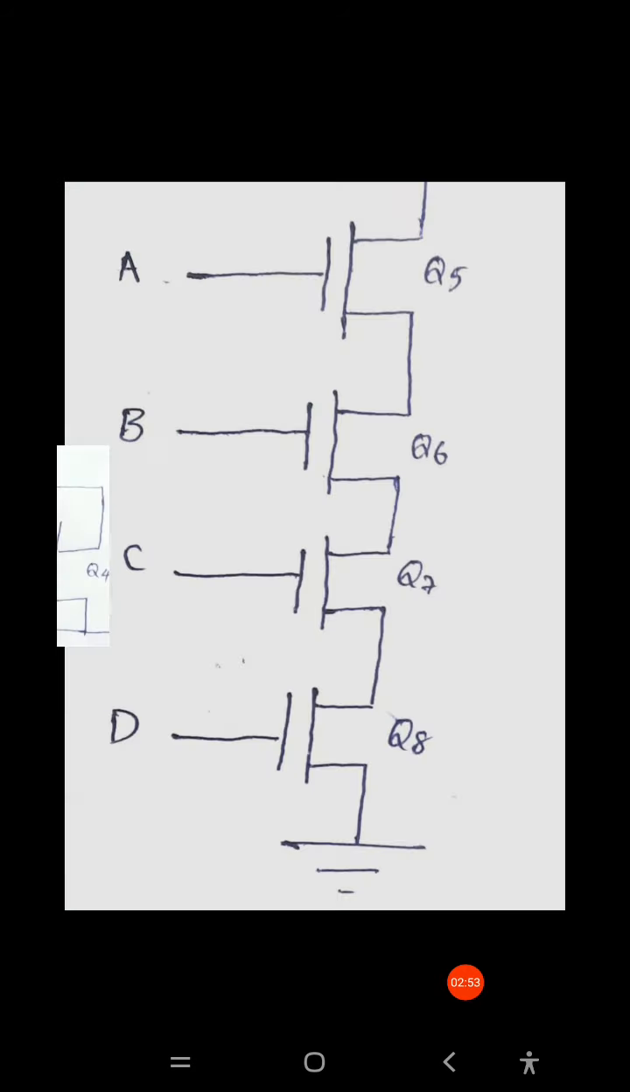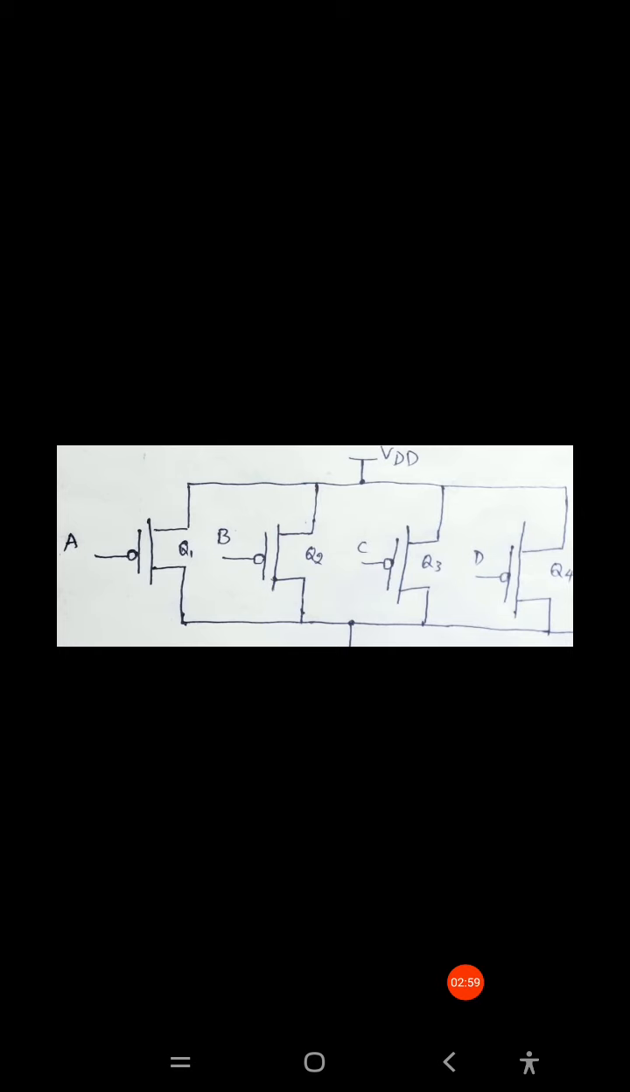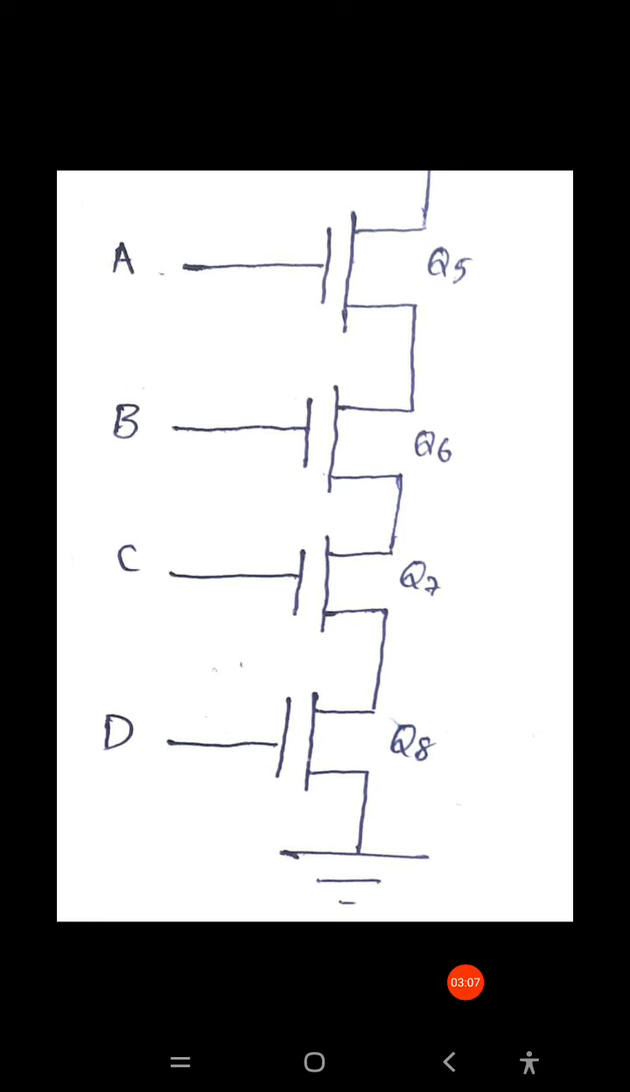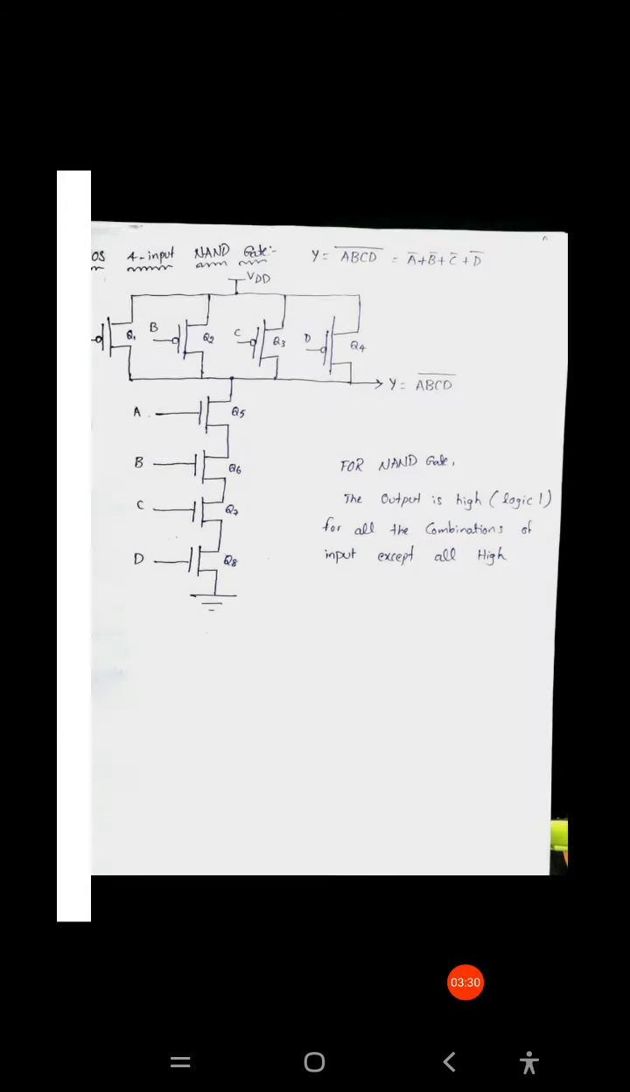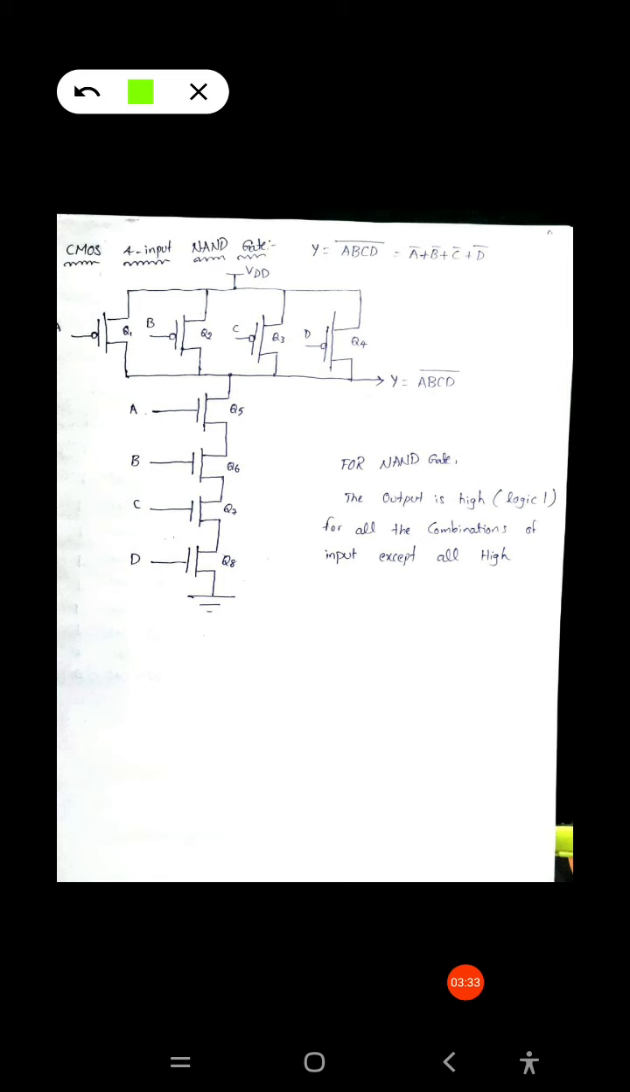And this one is the pull down network. Always the pull up network is connected to VDD, and the pull down network is connected to ground. Now we connect both the pull up network and the pull down network. In this way we connect them. This one is the pull up network, here is the pull down network. The PMOS transistors are connected in parallel, and the NMOS transistors in series. This one is VDD, so here the pull up network is connected to VDD.